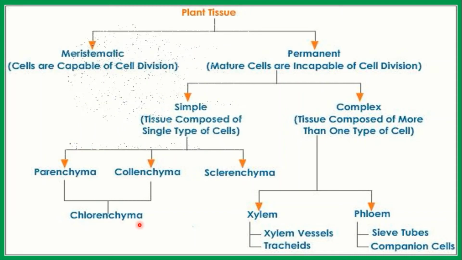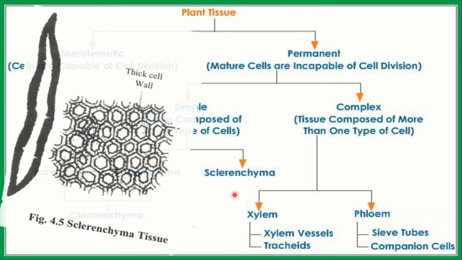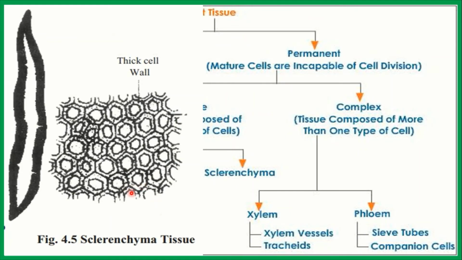Okay everybody, now let's see the sclerenchyma. Sclerenchyma is the hardest tissue. Sclerenchyma is one kind of simple tissue. Everybody see the figure, this is the figure of sclerenchyma tissue. Tissue composed of cells with thickening of walls with lignin for providing mechanical support is called sclerenchyma. The mature cell of this tissue becomes dead due to deposition of lignin. The cells are elongated, pointed at both ends.